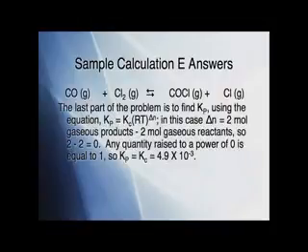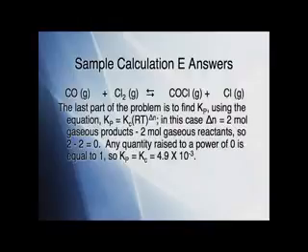Well, we've been through a lot, but we're still not done with sample calculation E. The last part of this is to find Kp. So we're going to use that equation that we used before. Kp is equal to Kc times the product of RT raised to a power of delta n. In this case, delta n is equal to 2 moles of gaseous products using the stoichiometric coefficients minus 2 moles of gaseous reactants using the stoichiometric coefficients. So 2 minus 2 is equal to 0.